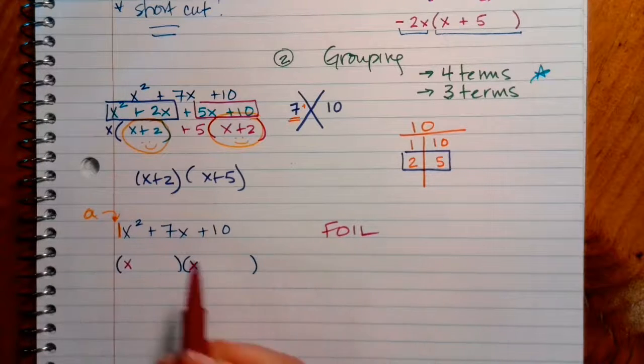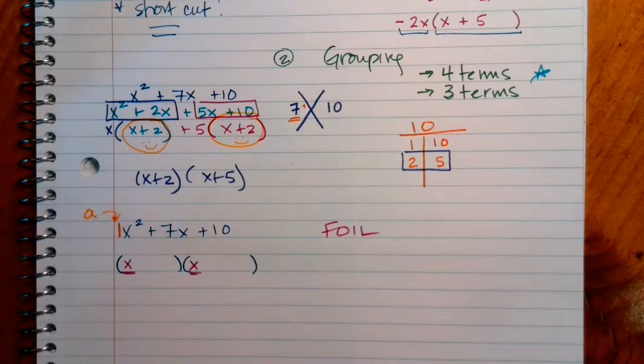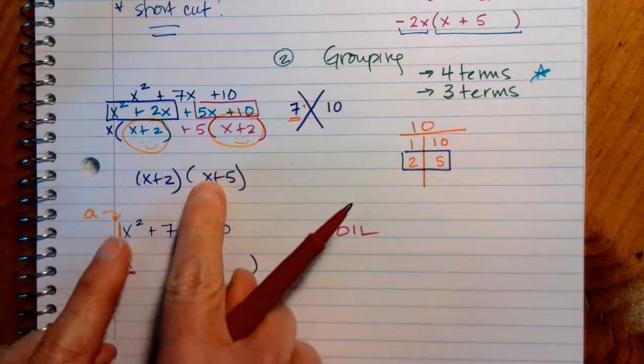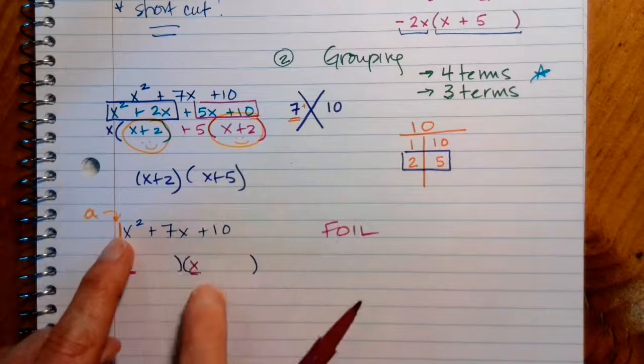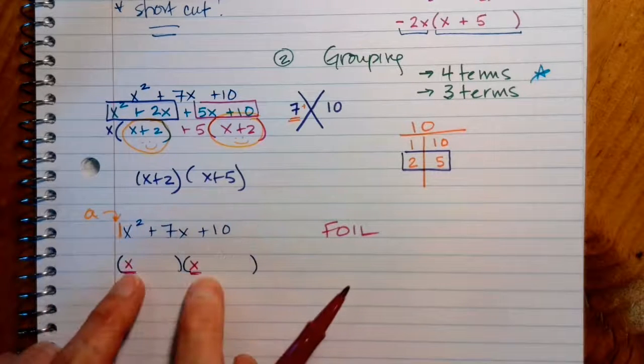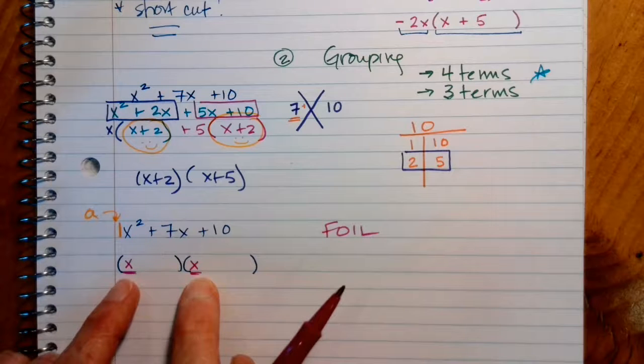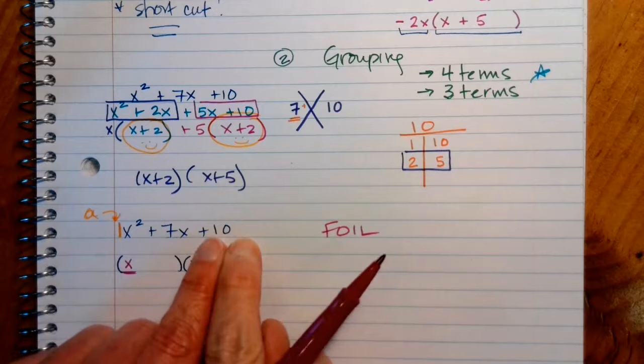And when I FOIL, those are my first terms. So when I looked at the answer I got here, x plus x is x squared. So if I work backwards, if I split my x squareds, I can put an x in each of my parentheses. Okay. Now let's look at this back number.